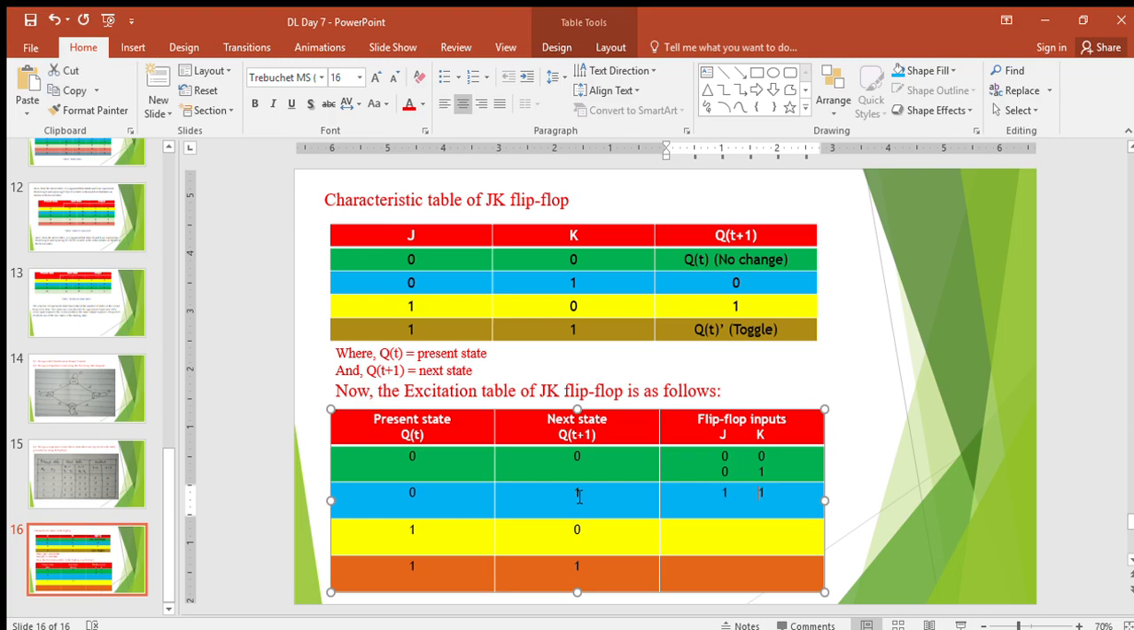Now in the second case, just observe the next state only. The next state has the value 1, so Qt+1 has the value 1. Now when Qt+1 has the value of 1, then the J and K inputs have the values 1 and 0. See, J possesses the value of 1 and K possesses the value of 0 when Qt+1, the next state, is 1. So when Qt+1 is 1, J and K have the input 1 and 0.